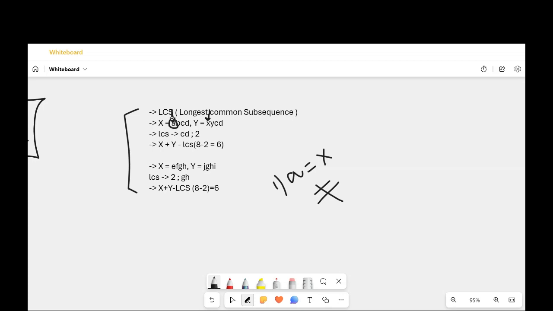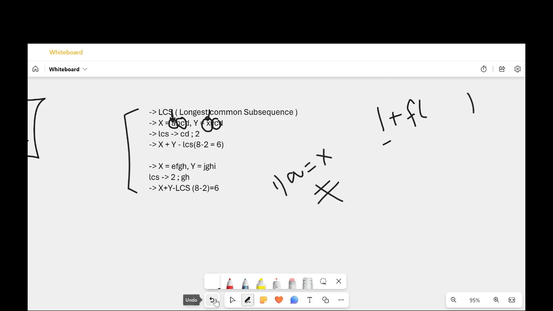So what if they are equal? For example, if my pointer was at c and here also c, since they are equal, that means I have got one length value of my LCS, right? And I need to search the rest of the strings in order to get my other values. So I will add one to my answer and I will search the remaining string for any common characters.